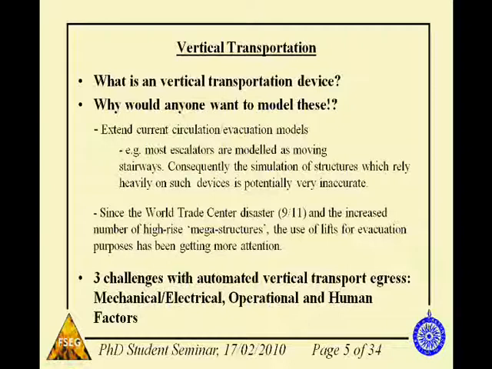There are essentially three challenges with automated vertical transport egress. They are mechanical and electrical: how can we make the inner workings of escalators and lifts safe during an evacuation? There are operational issues: if these devices are safe, how can we best use them? And there are also human factors issues: how are people going to behave given that they've got the choice to use these devices? Evacuation simulation can be used to explore both operational and human factors issues.